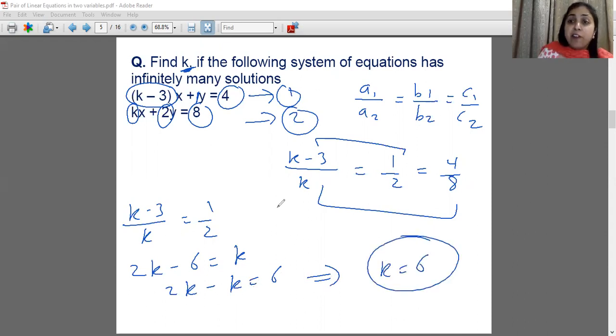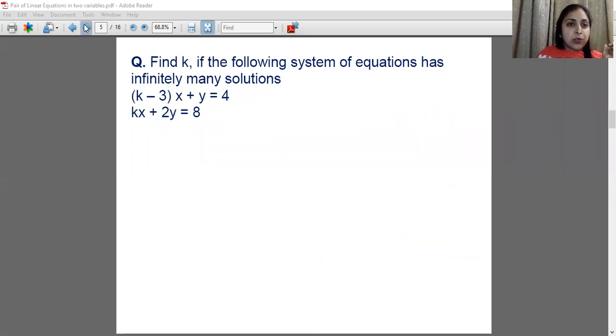So if I want to make this system consistent and having infinitely many solutions, we have to put the value of k as 6 here. That is the catch. Got it? I hope this is clear to all of you. Let us move to the next question then. So here comes the next question.